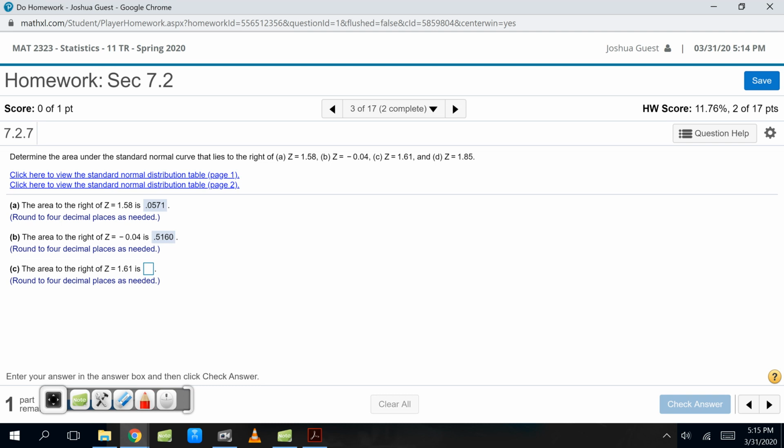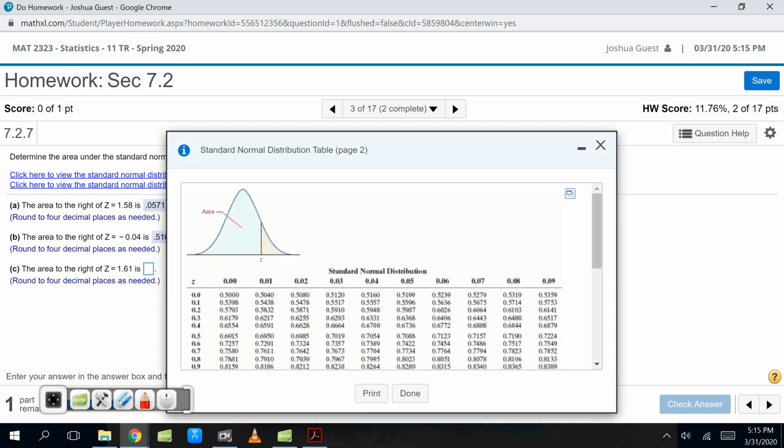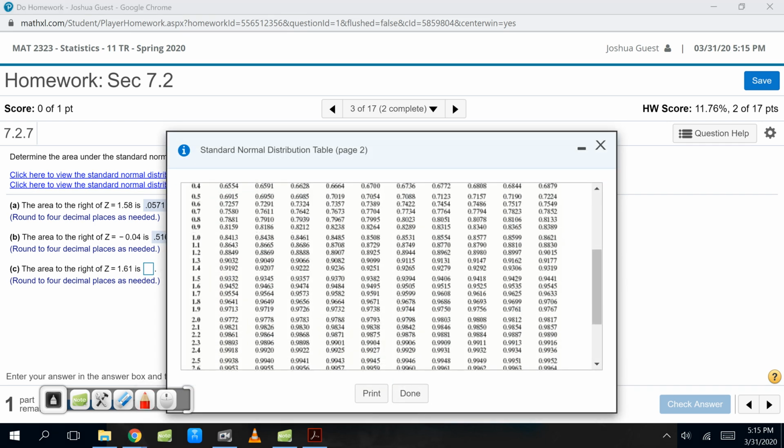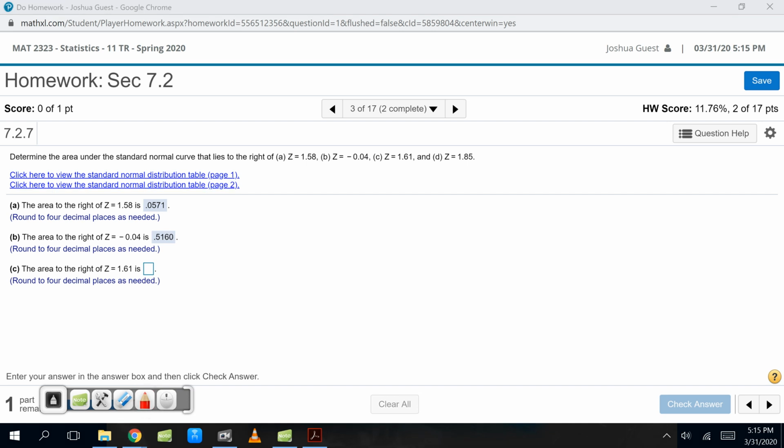And then to the right of 1.61, I'm not going to draw it for you first here. We're just going to go straight to the table and look at it. That's the negatives. Never mind. Hang on. Let's go to the positives. 1.61. 1.6. This is 0, and this is 1. 0.9463.